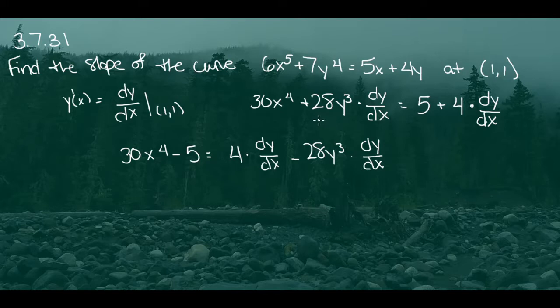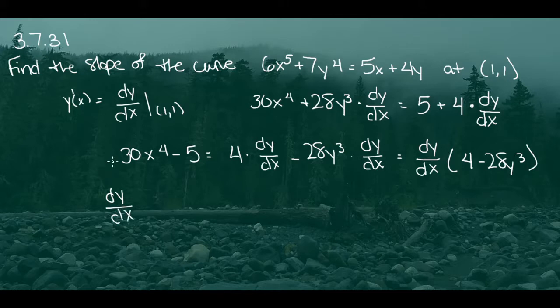Now over here on the right, I can factor out the dy/dx term, right? So I can pull that out of everything. And then I just have 4 minus 28y to the 3rd. Okay, now lastly, I can divide out by this 4 minus 28y to the 3rd over here, and that should give me dy/dx by itself. So dy/dx is going to be 30x to the 4th minus 5 divided by 4 minus 28y to the 3rd. Okay, so that's my derivative in terms of x and y.